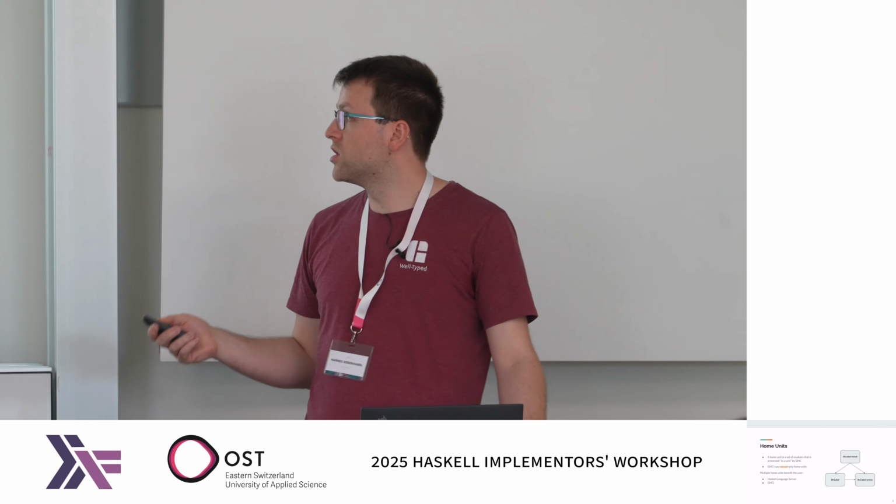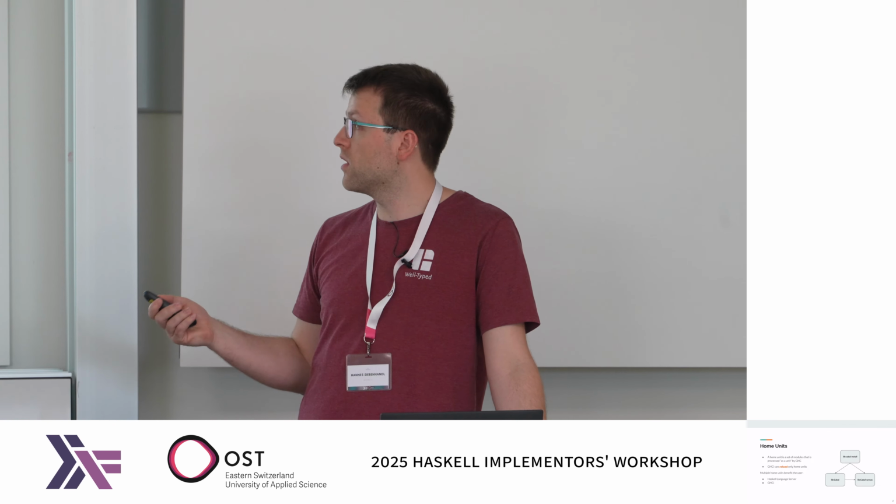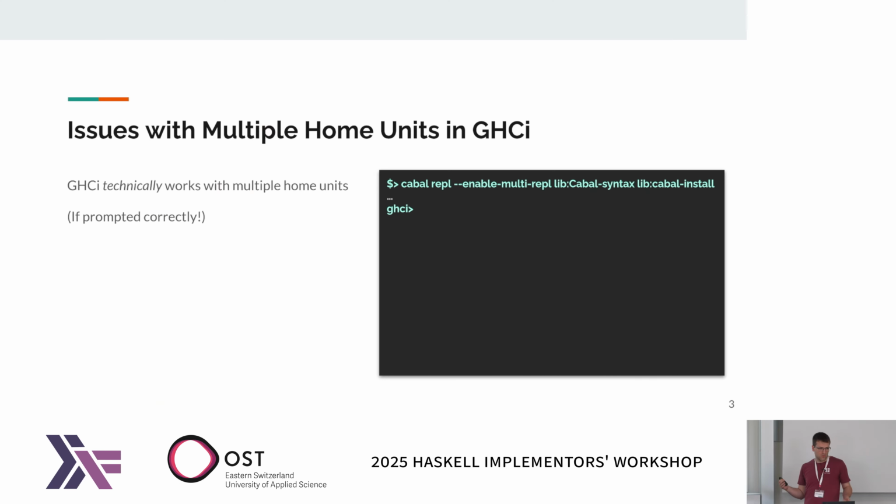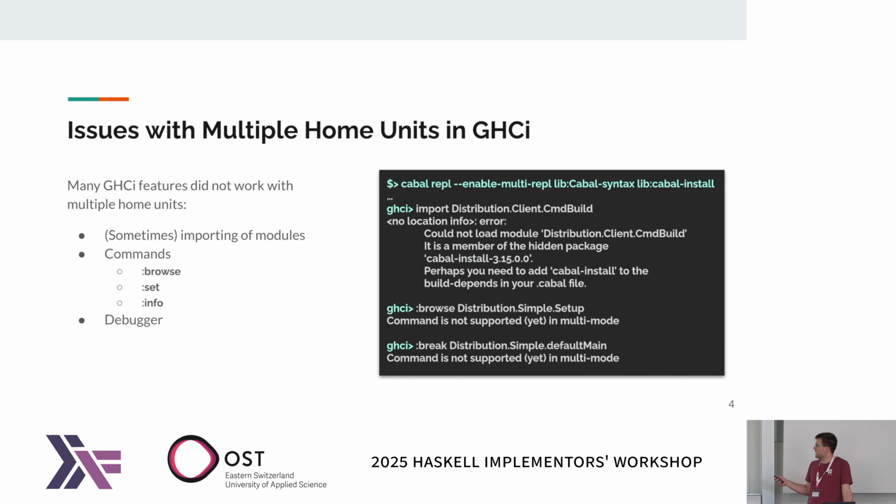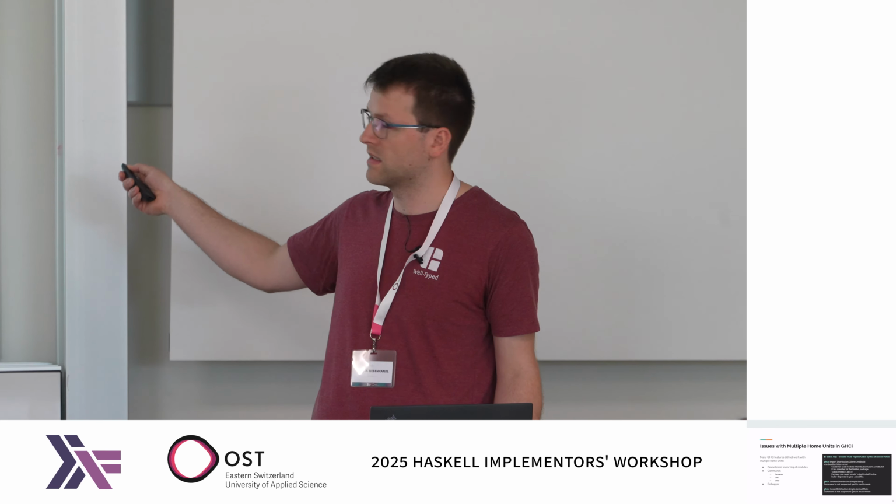But what is the issue with the current GHCi support for multiple home units? Right now it works, if you prompt it correctly. You have to tell cabal exactly, please use the multi-repl. Then everything is great. It reloads everything, it type checks, it reloads on changes. However, when we actually interact with this GHCi session, things are not looking that well. For example, if I'm writing this import where I'm trying to import some module from the cabal install component, suddenly I'm greeted with this very informative error message telling me that I've not loaded this package, even though I've clearly given it as a target, so it should be loaded, right?